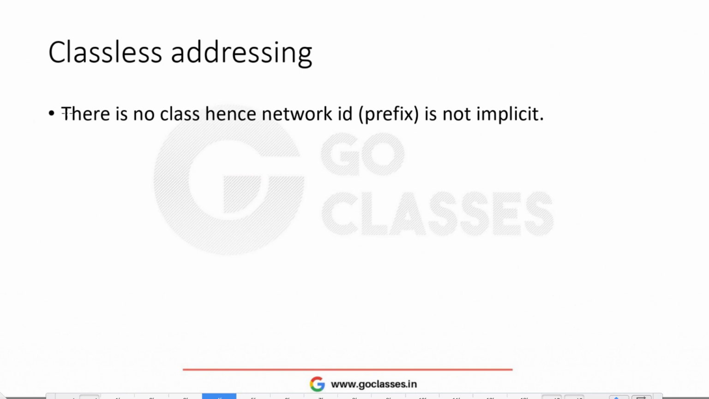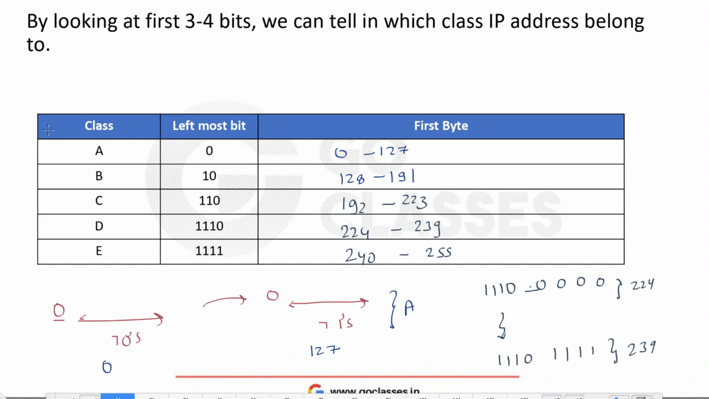Now let's talk about classless addressing, which means here there is no notion of class. Here we need to explicitly define the prefix. In classful addressing, for class A, the prefix was 8 bits. If you remember, here prefix was 16 bits, here prefix was 24 bits, and for D and E, prefixes were not applicable. So 8 bits were the prefix for class A, 16 bits for class B, 24 bits for class C.